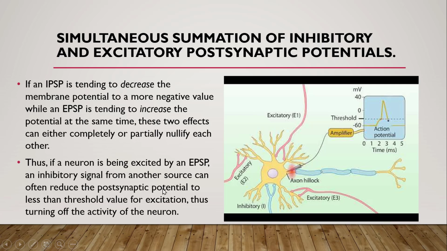Thus, if a neuron is being excited by an excitatory postsynaptic potential, inhibitory signals from another source can often reduce the postsynaptic potential to less than the threshold value for excitation, thus turning off the activity of the neuron. So in this condition, the neuron will remain quiet and there will be no activity in the postsynaptic neuron if both the excitatory and inhibitory neuron have the same activity or the same strength of excitation.